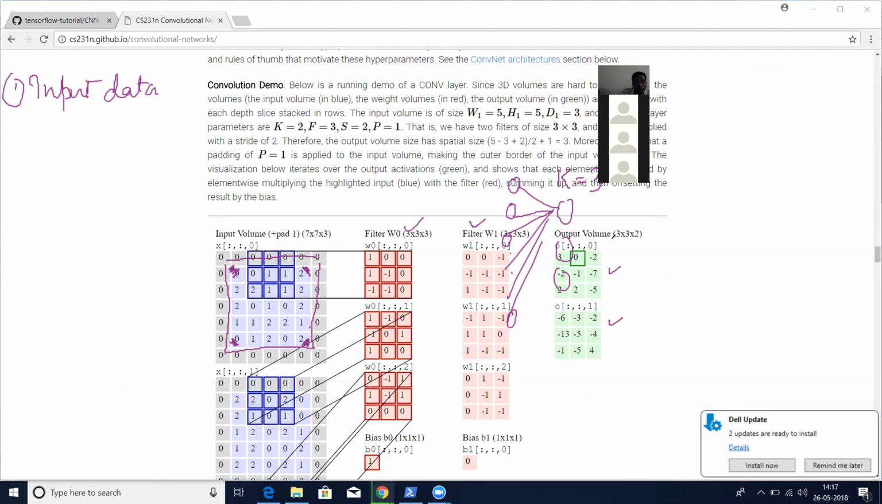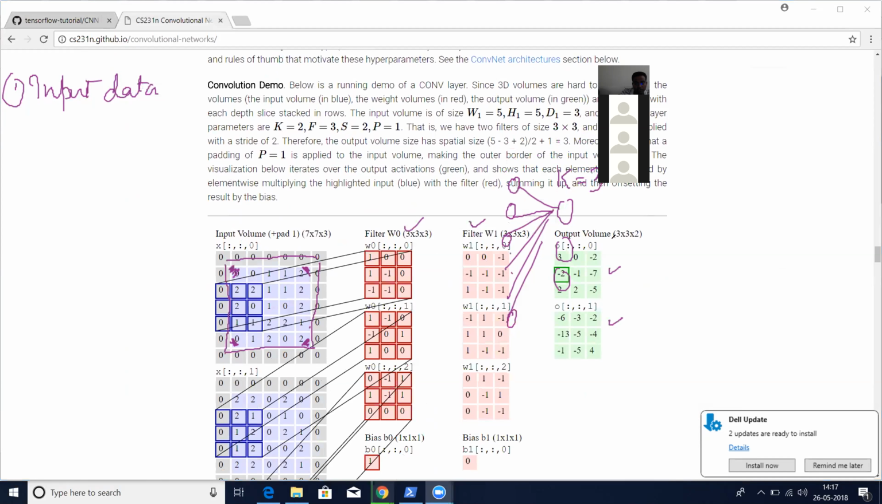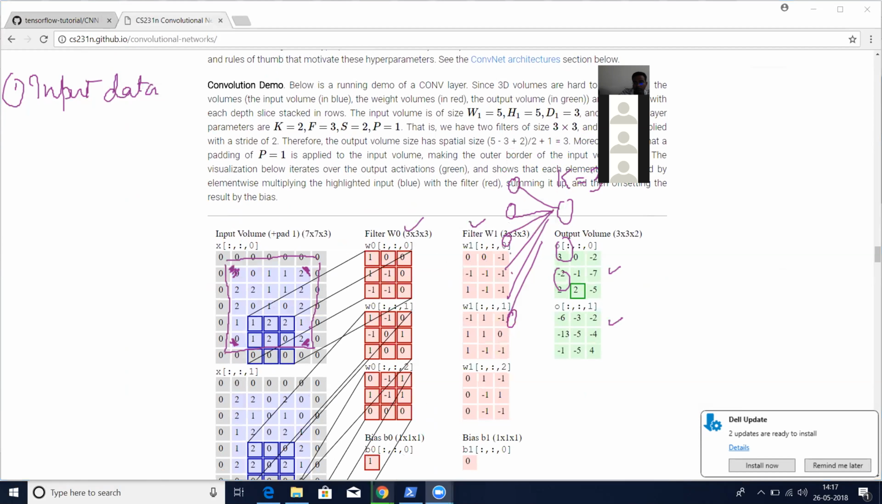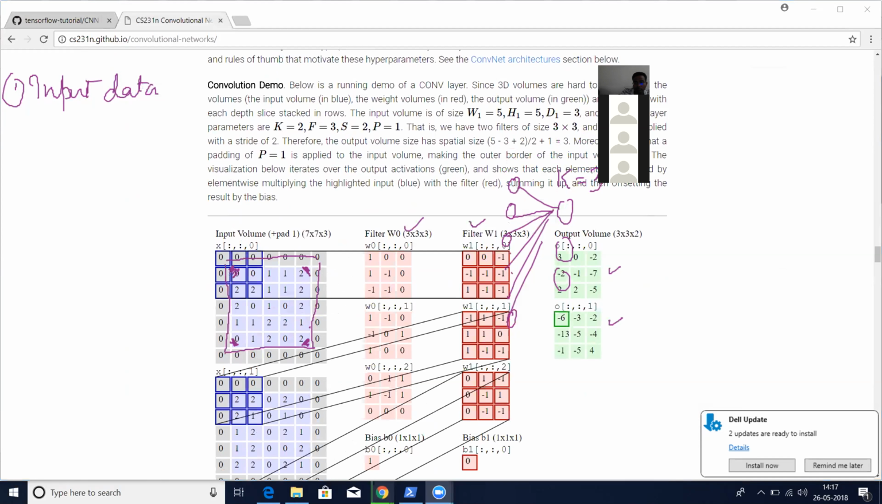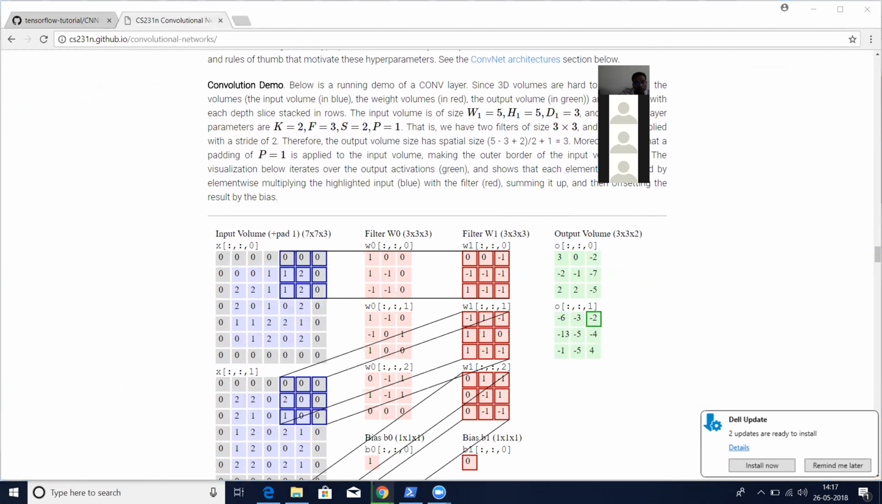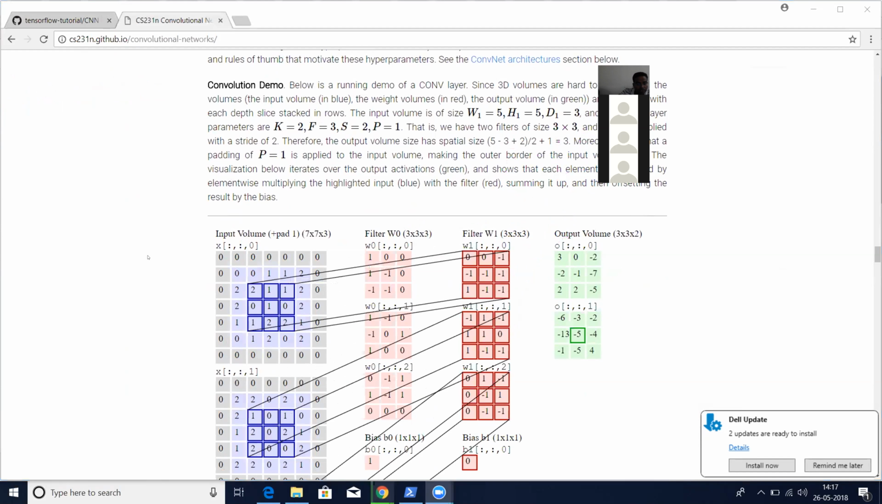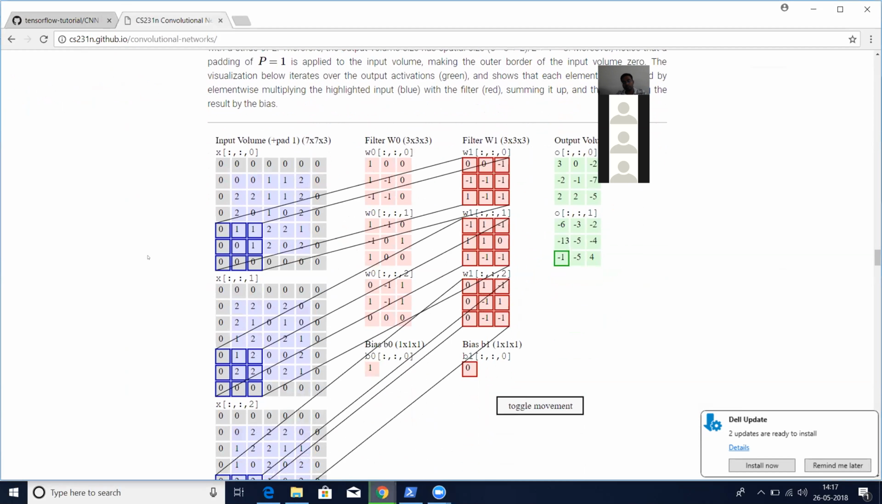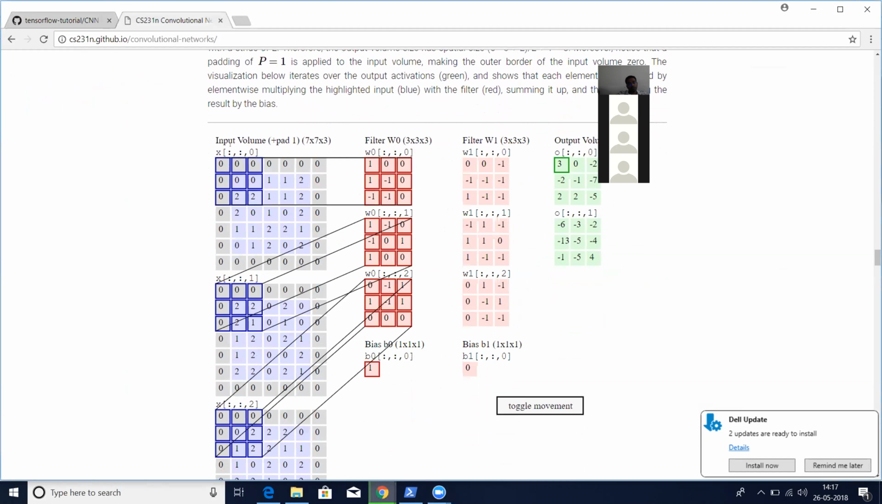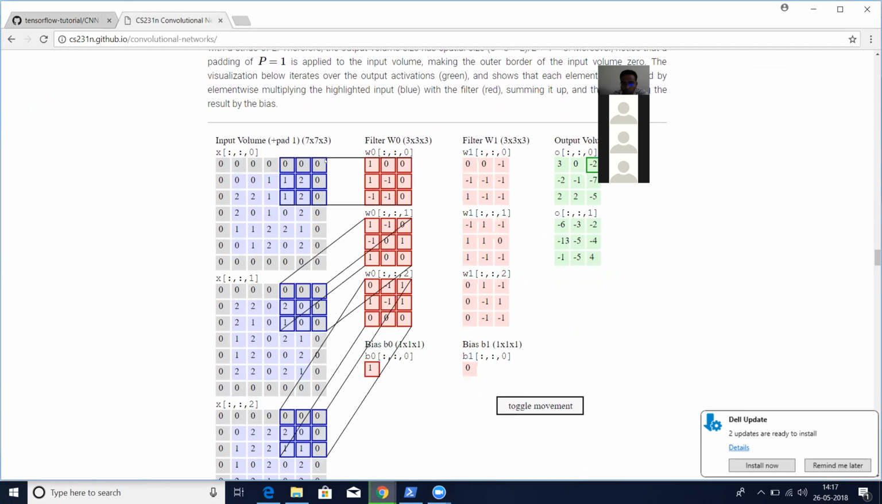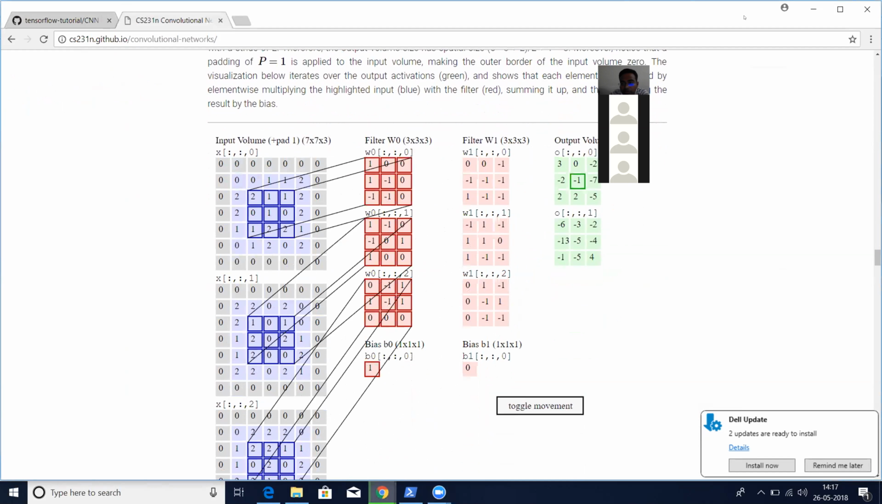Not clear, so I'll explain one more time. It's a bit confusing. Just be a little patient with me, and let me explain one more time. Okay, so how to understand this? So you have this. What is your input data? I'll keep writing everything.